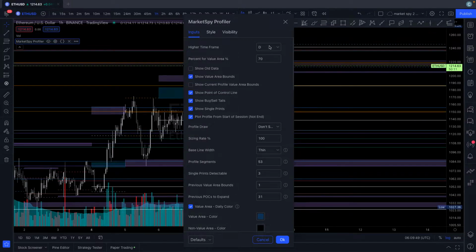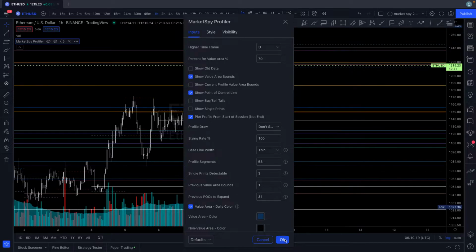So again, if you're on the hourly time frame, you're using daily profiles, you're going to turn off don't show value area, and that's just going to give us value area high, value area low, and POC, our 3 main targets. And then to clean this up and make it more legible for us, we're going to turn off our buy tails, sell tails, and our single prints. And then, of course, we're going to expand a full month worth of POCs.